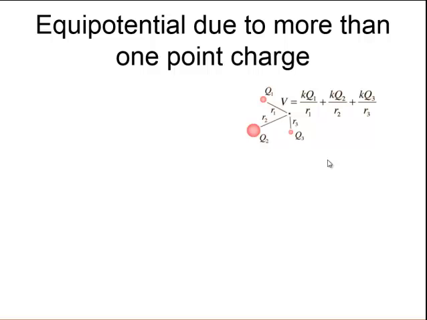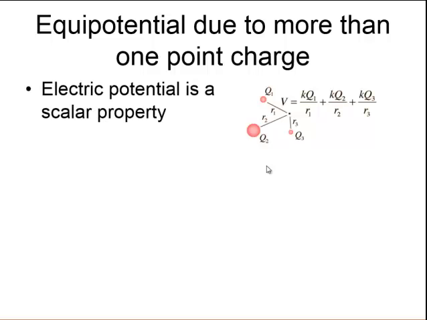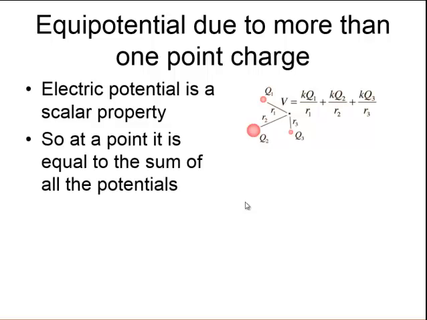Equipotential due to more than one point charge. This is something to think about, but actually it becomes quite simple. Electric potential is a scalar property, so all you're going to do is add up the voltages caused by each of the surrounding point charges, and that total value gives you the electric potential at that point. It's just the sum of all the potentials, which we can calculate by k times Q1 divided by r1 for the first charged object, Q2 and r2 for the next object, Q3 and r3 for the next object, and so on. That's how we can work out the electric potential.